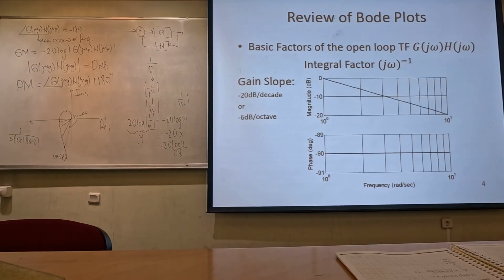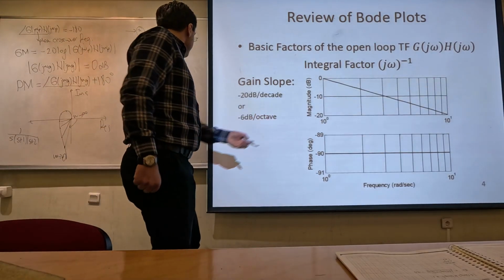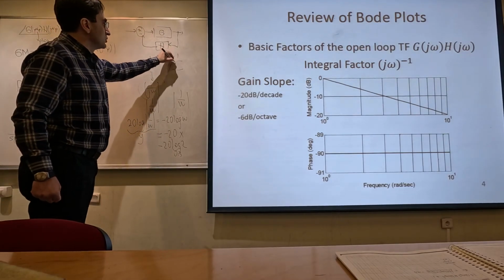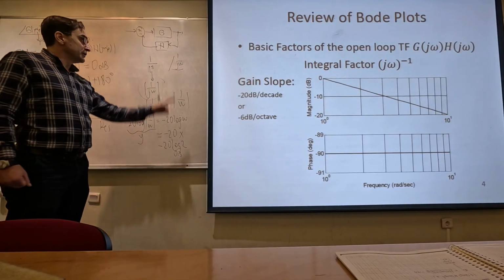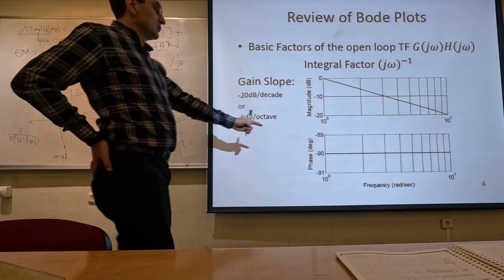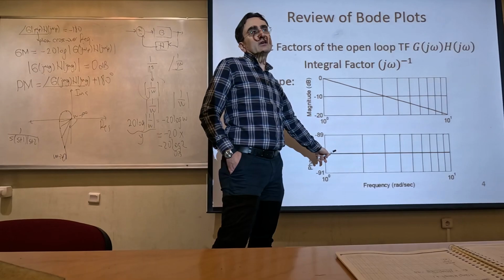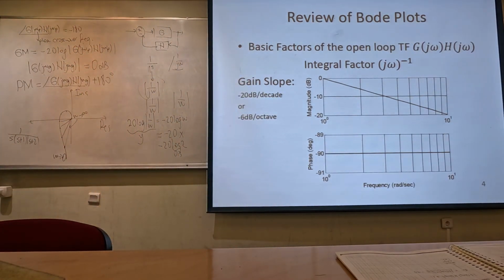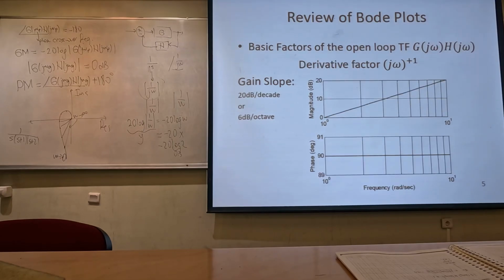And here I have to maybe talk about the phase. If you consider an integral term, if you look at the phase of 1 over j omega, you would see that the phase is always at minus 90 degrees. So the phase plot for this thing is again horizontal, and it is at minus 90 degrees.